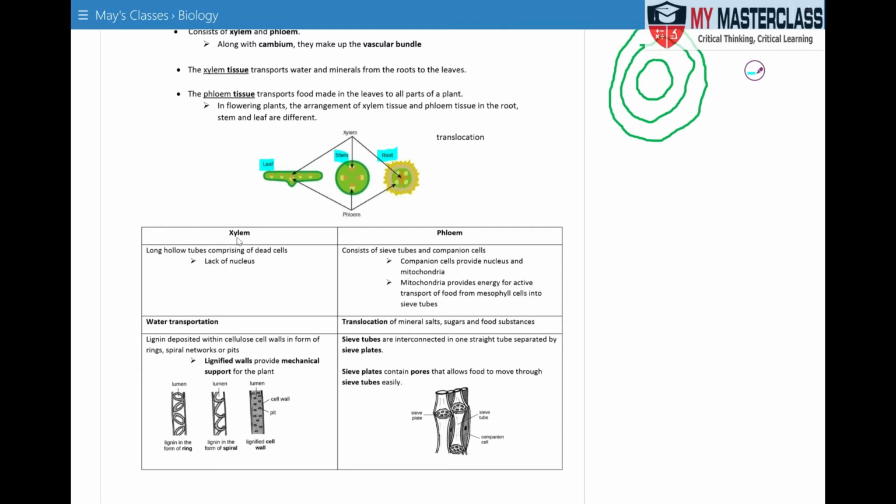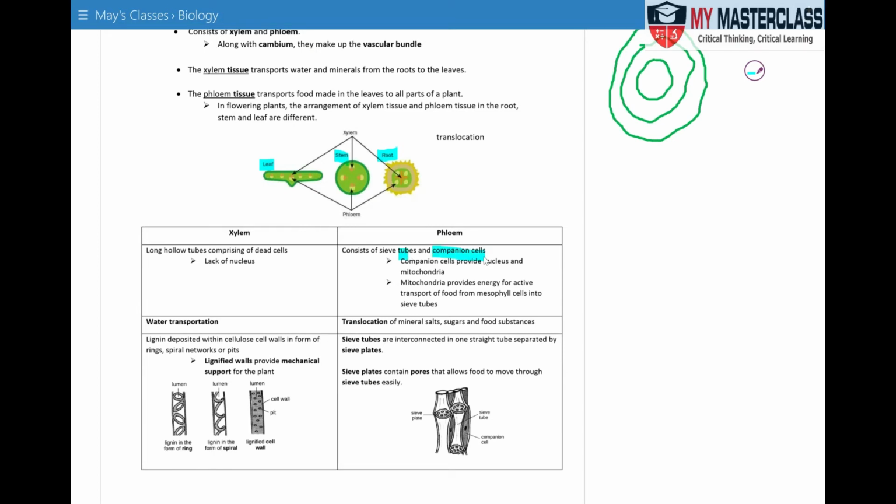Okay, so differences between the xylem and phloem. Xylem does not have any cells at all. It's mainly used for water transportation. As mentioned earlier on, it has lignin, which provides support for the plant. Now phloem is unique because it consists of both the sieve tubes and the companion cells.